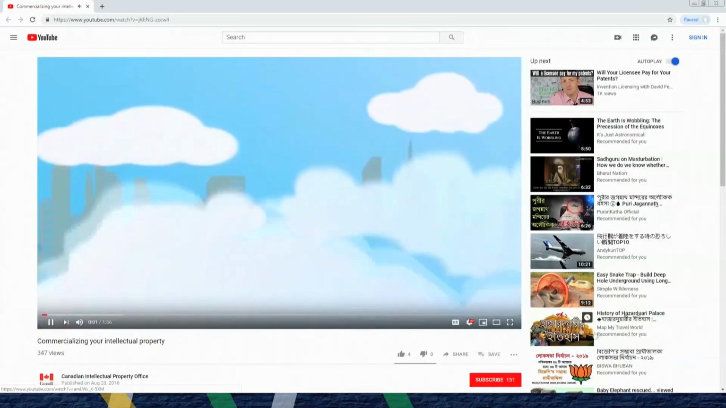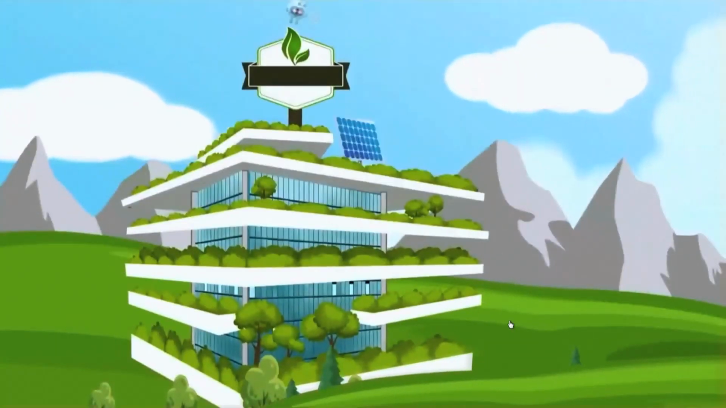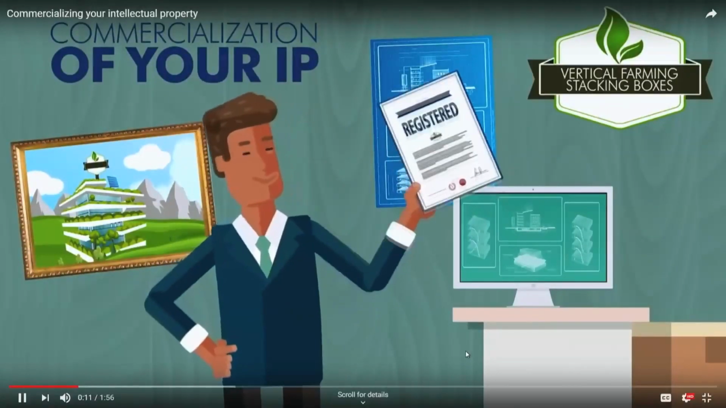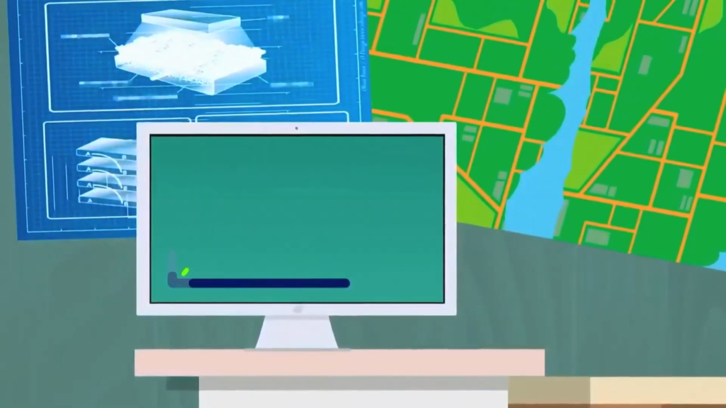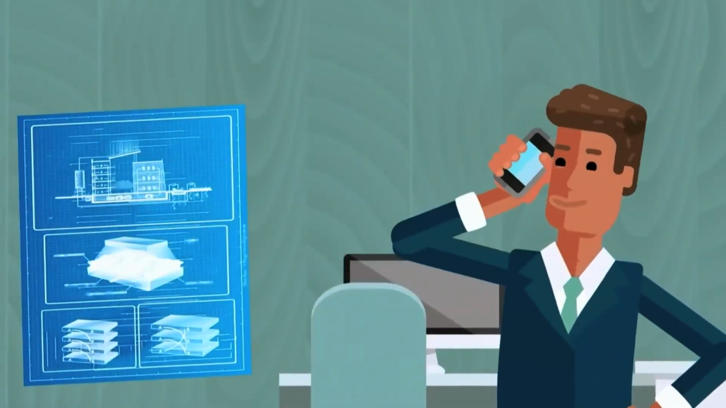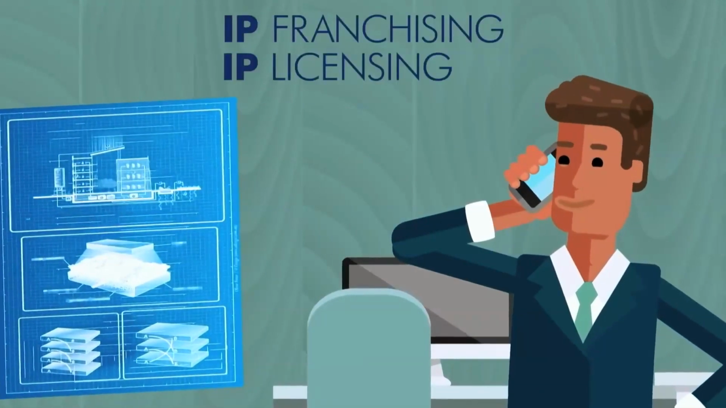This is one in a series of videos about intellectual property and you. Once you have registered your intellectual property, commercialization of your IP can be a way of bringing it into the marketplace. It is also a business strategy that can be used to grow your business and increase your future profits. 2 options you can use for commercializing your IP are franchising and licensing. Let's have a closer look.